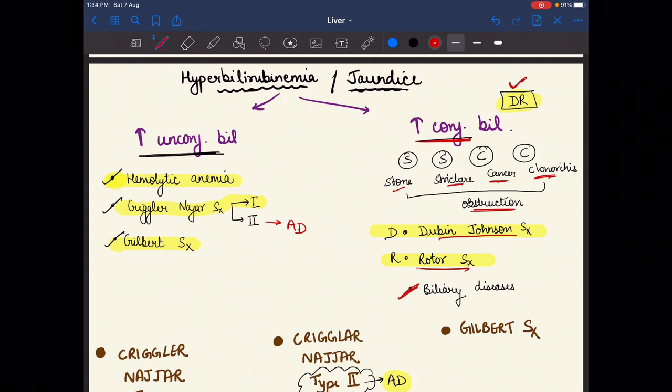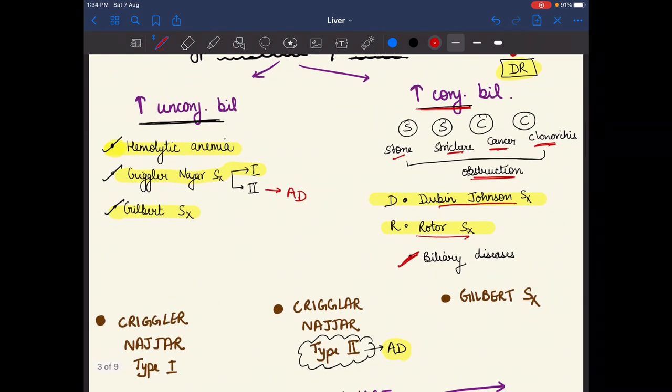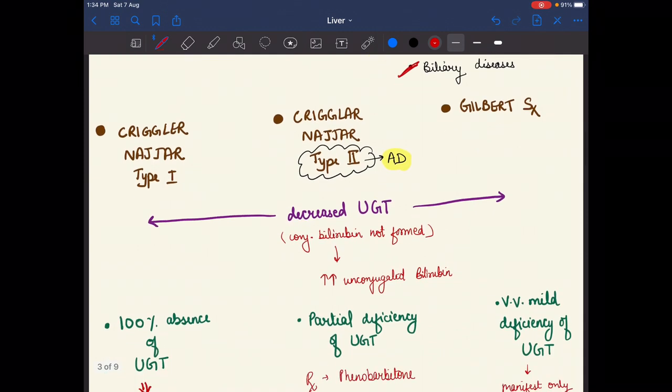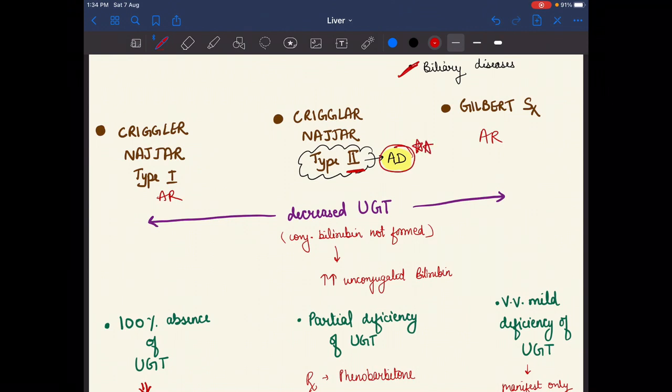Now let's learn about the unconjugated bilirubin conditions like Crigler-Najjar type 1, Crigler-Najjar type 2 and Gilbert syndrome. All are autosomal recessive except type 2 Crigler-Najjar syndrome, which is autosomal dominant. Please remember this point. It is a previous year question.